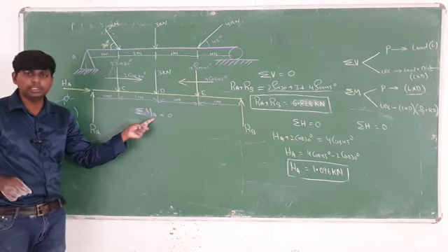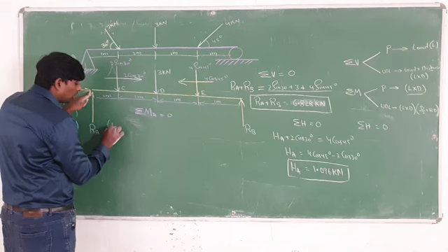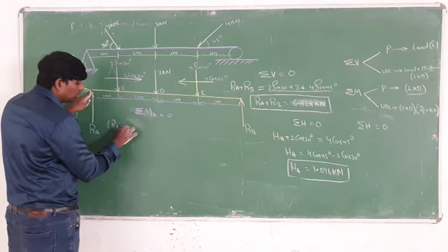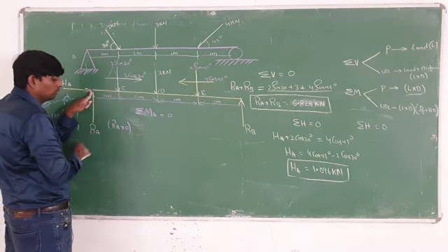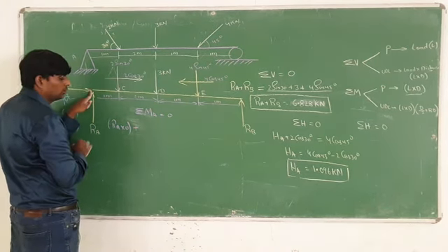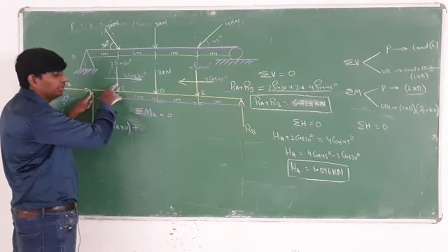Which point did I take? A point. So where do I have to stand? A point. So first, what do you have to write? RA into 0, right? Then the first force, how is it going? Clockwise means positive. What are we finding? Which type of load is it?